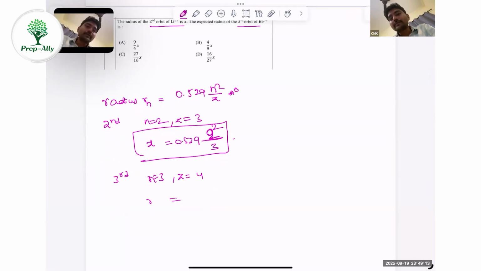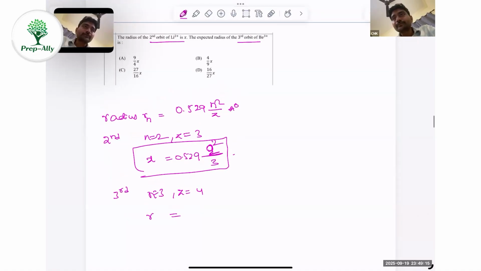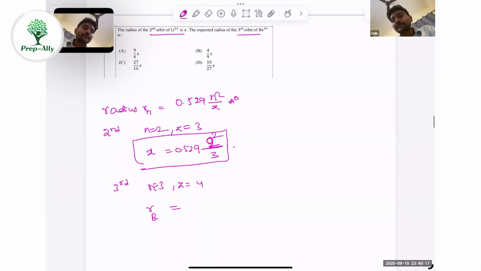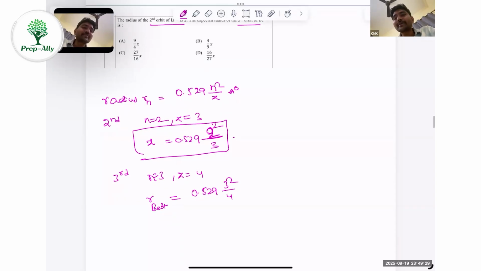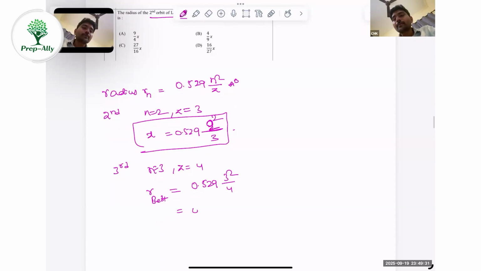So the radius of beryllium 3 plus, a single electron system, is 0.529 into 3 square by 4. So how can we correlate both the equations? 2 square by 3 means 4 by 3. We got the 4 by 3 value.